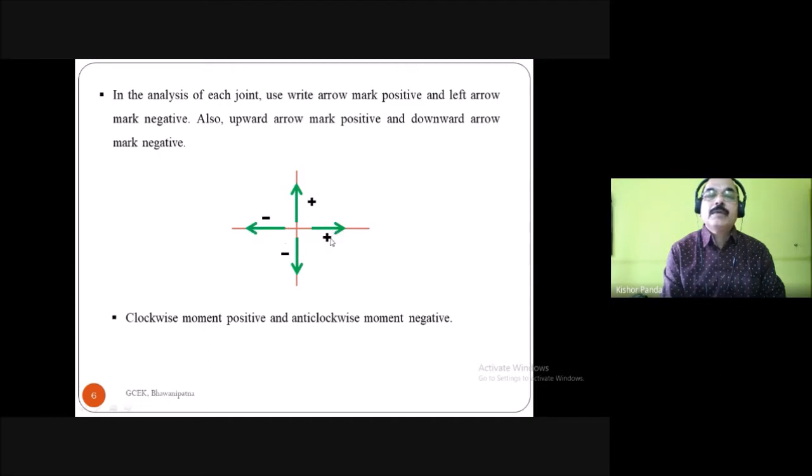So take right arrow mark as positive and left arrow mark as negative. Similarly, take upward arrow mark as positive and downward arrow mark as negative. Similarly, for moment, this is the sign convention: for clockwise moment you have to take positive, and for anti-clockwise moment you have to take negative.